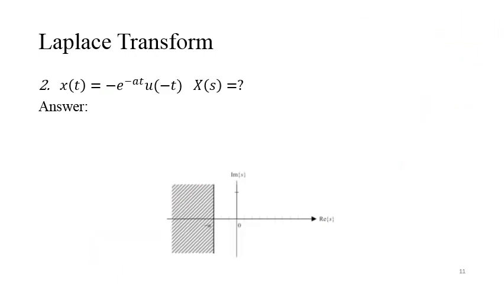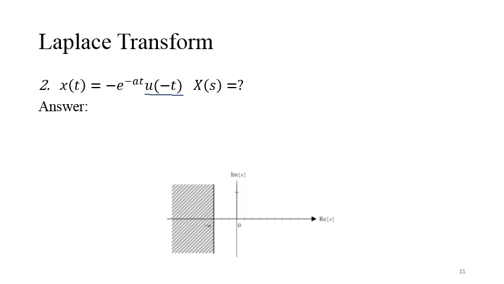So let's take another example. Here we have the anti-causal signal, and you understand why it is anti-causal: u of t is multiplied by u of minus t. So this signal will exist from minus infinity up to 0. For positive values of t it will be 0, right?